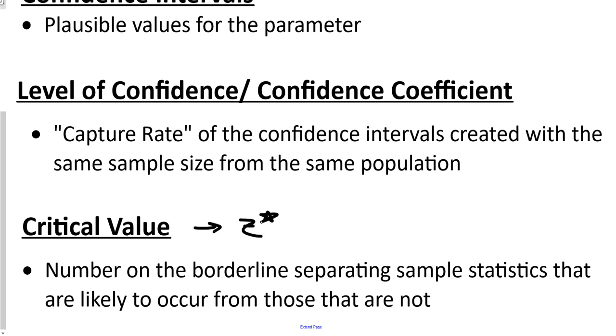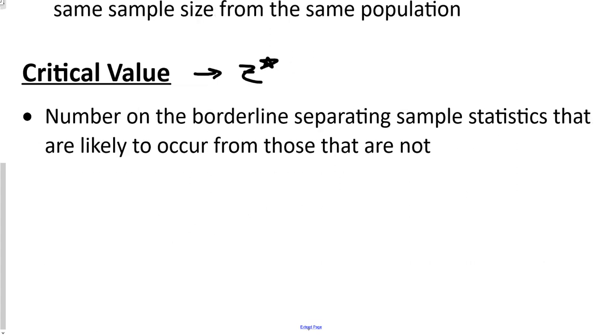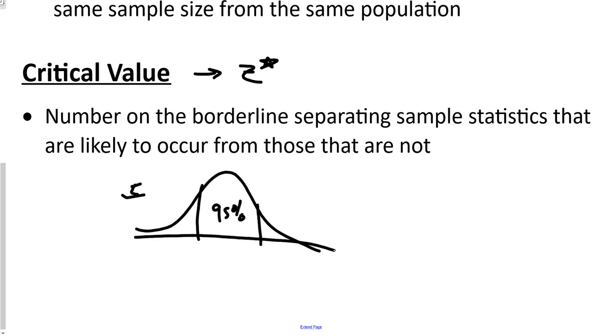It is essentially the number on the borderline separating sample statistics that are likely to occur from those that are not. So on your normal curve, remember we take whatever percentage, let's say 95%, and our Z star, this is our negative Z star, and this is our Z star. We can figure those out just using some normal distribution work that we've learned before. In this case, that Z star value is 1.96.